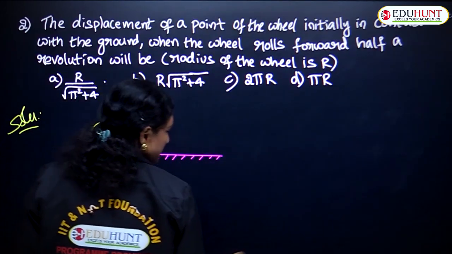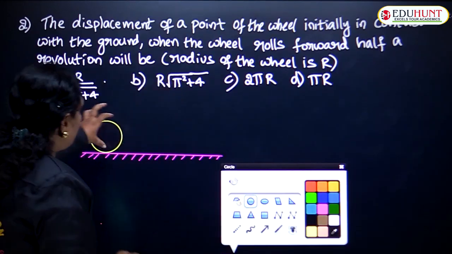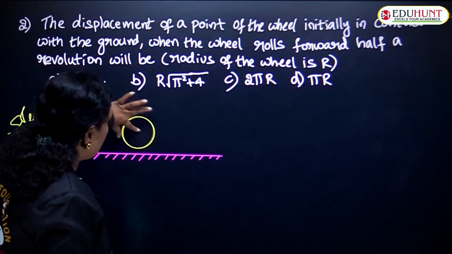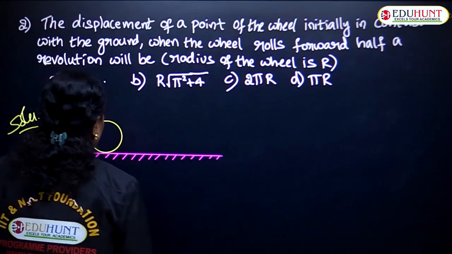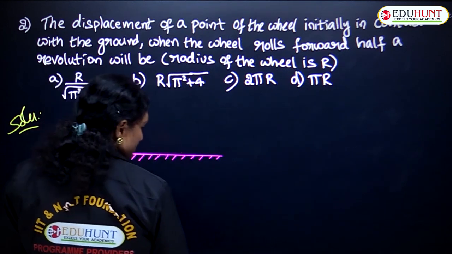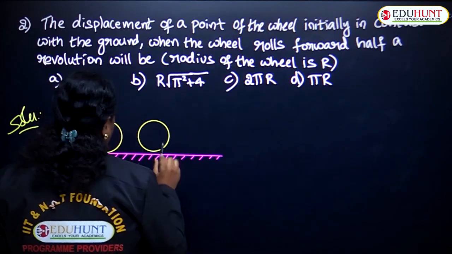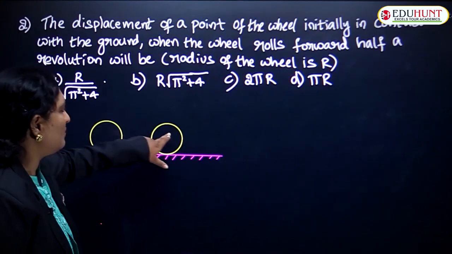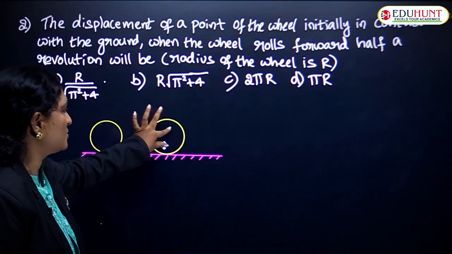Okay. So this wheel, after rotating, has covered some distance. Then the wheel would have shifted its position to some new position. Let us try to understand. Initially, the wheel was here. After moving, the wheel would have reached the final position. Let us suppose that this would be the new position.